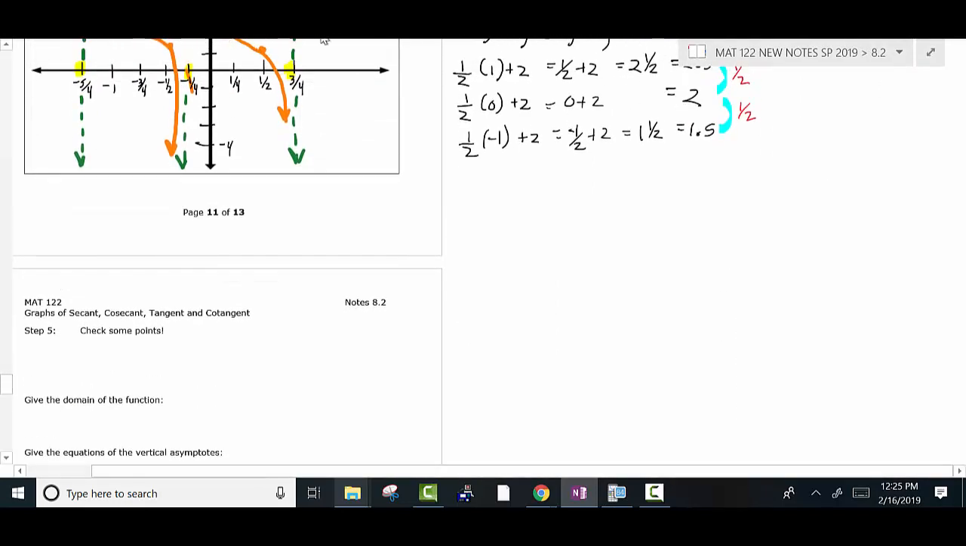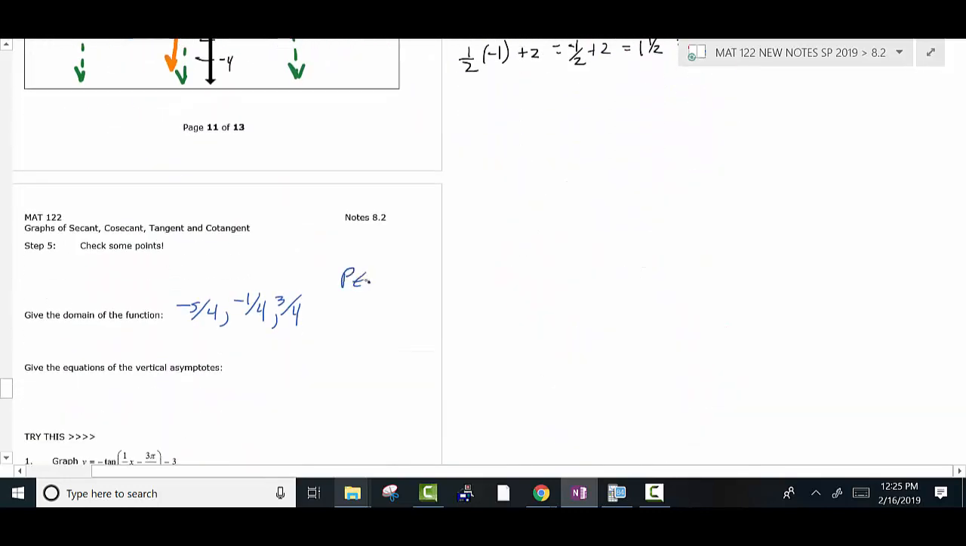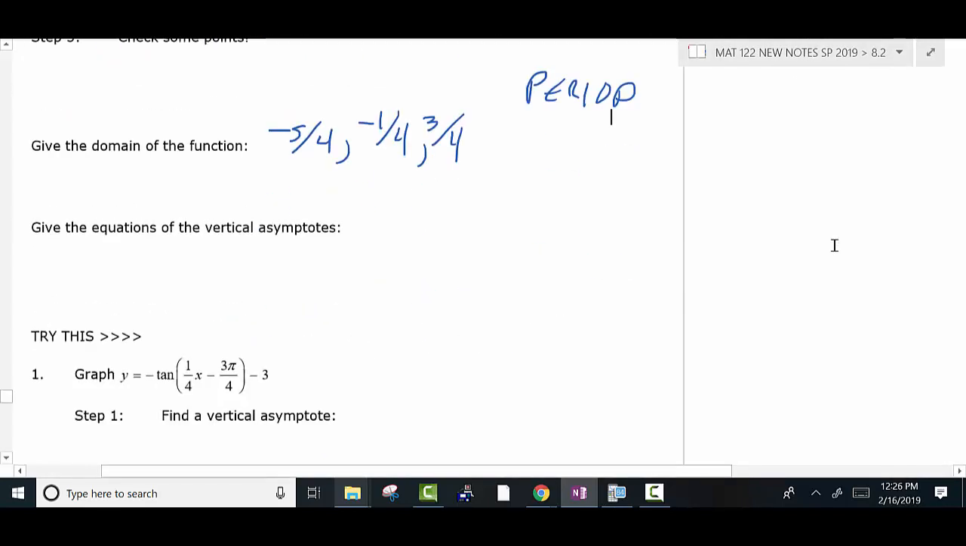Let's just write down all the places where we were undefined. So we were undefined at -5/4, -1/4, and 3/4. Now our period on this was, let's see, the period was 1. So I'll talk about what you can do to get this domain and vertical asymptotes put together. Well, if the period is 1, then after 3/4, you would just add 4/4 to it to get 7/4. And then if you did 7/4 plus 4/4, you would get 11/4.